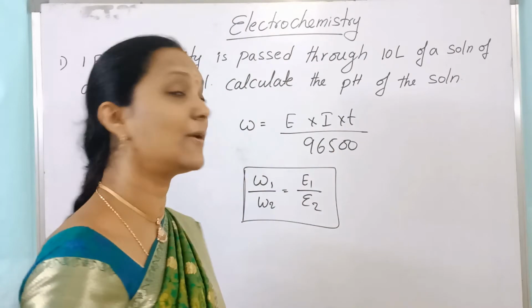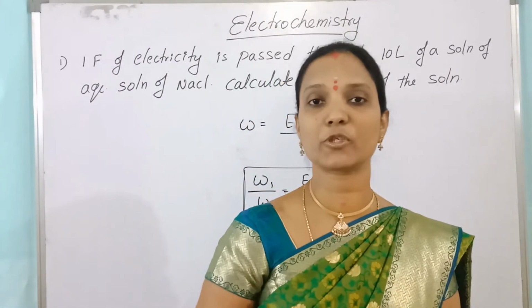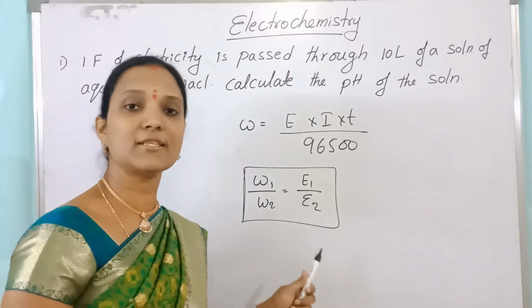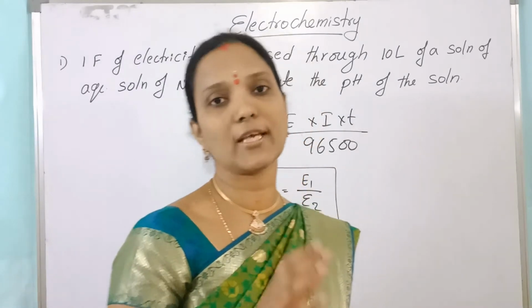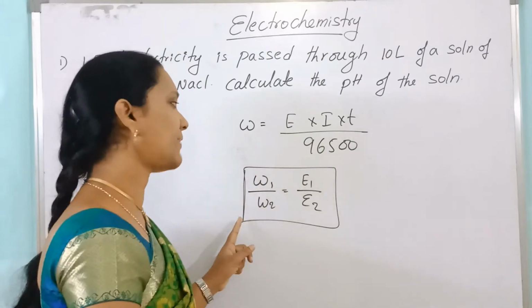Here, by Faraday's first law, the amount of substance formed, that is the product obtained, is directly proportional to the quantity of electricity used. If the same quantity of electricity is used, the amount of substance formed is directly proportional to its equivalent mass. Okay, Faraday's first law expression and Faraday's second law.